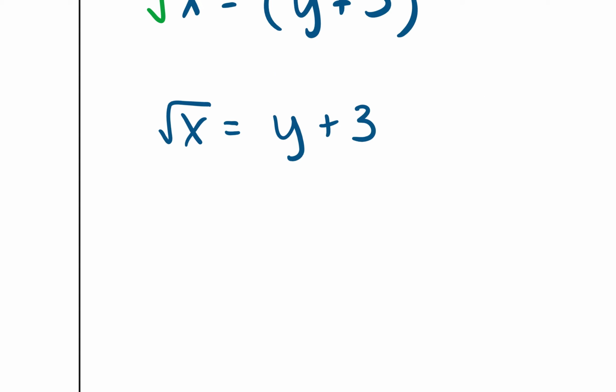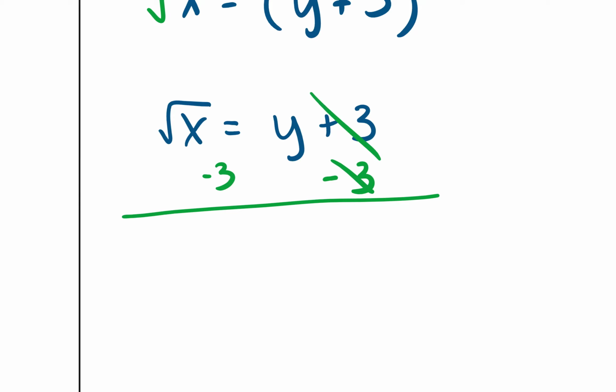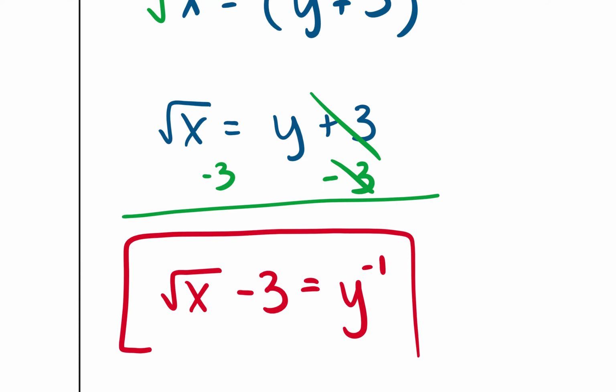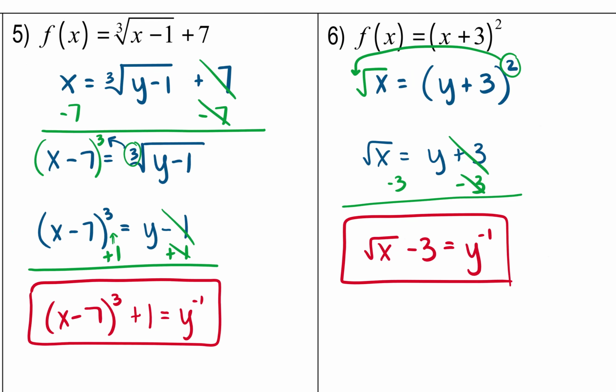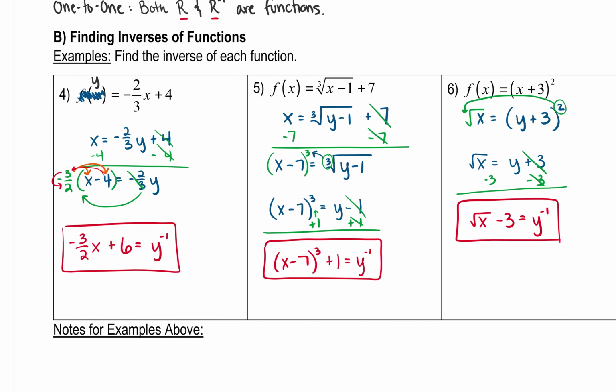And then my last step, of course, is just to move this 3 over here. And again, just like parentheses, I cannot put something inside a square root that's already there. So my answer would be square root of x, and then outside minus 3 equals y to the negative 1. And that would be my final answer. Alright, so that is how to find an inverse. Again, switch x and y, solve for y. That's all we're doing.